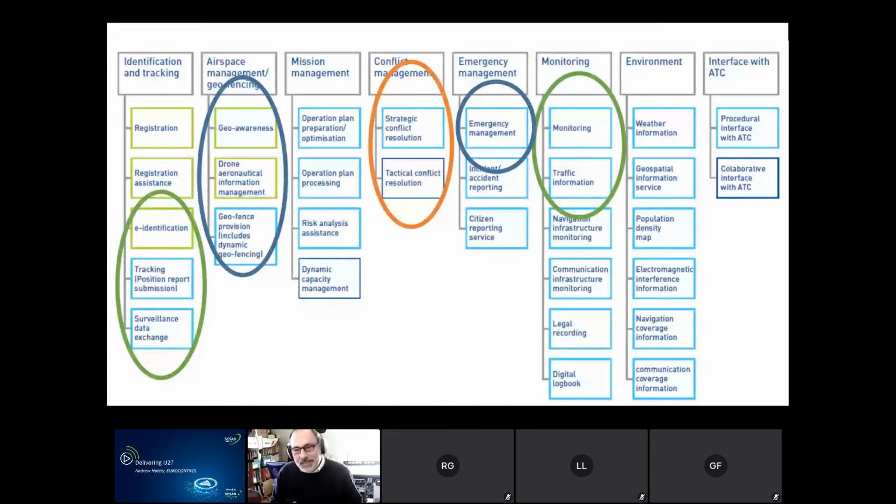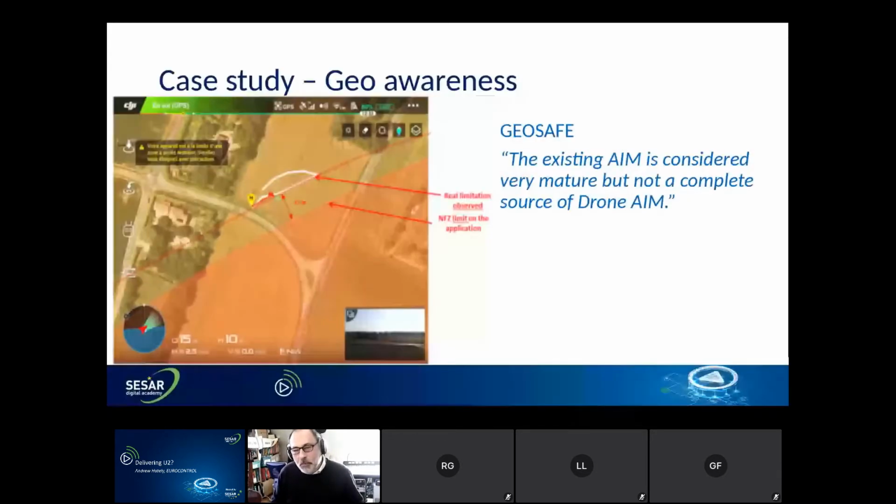So I just want to talk briefly about what we've done in these 10 demonstration projects, and sometimes in the 9 research projects. And so there are 3 little case studies on these U2 services to describe how we have a feeling for the level of maturity. And I'll start here with the project GeoSafe, whose main focus was geo-awareness, and have a little extract from the GeoSafe project.